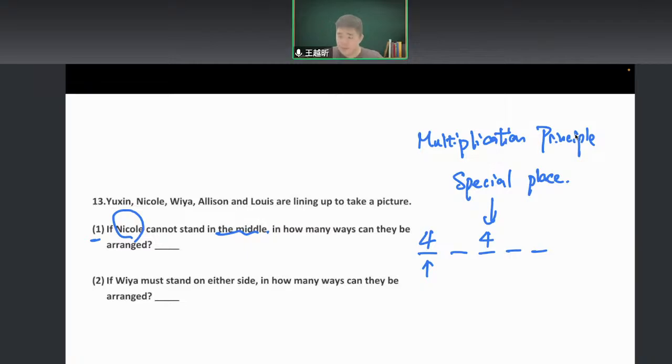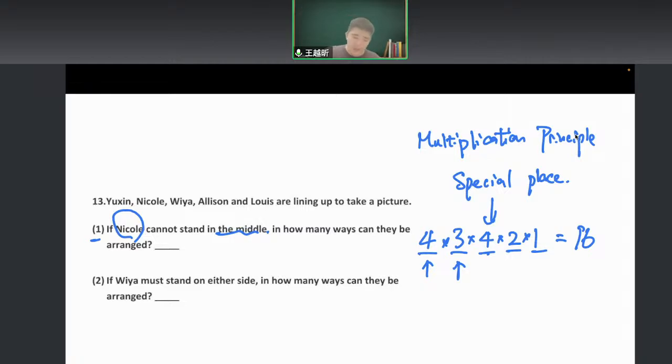Yeah, you got 4 because someone already stands in the middle. Right? How many for this one? For this one, you only get 3 because 2 people already have chosen their positions. Okay, so similarly, you got 2 and 1. And then finally, you use multiplication. So this one, what you will get is 96, I believe.